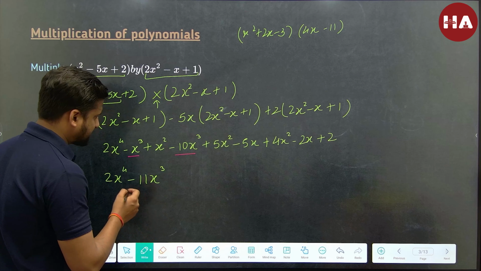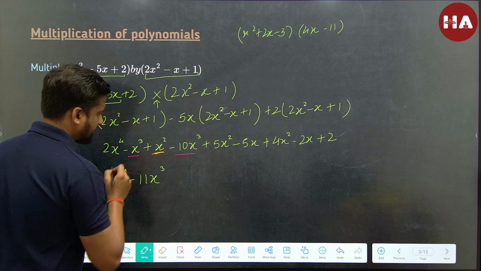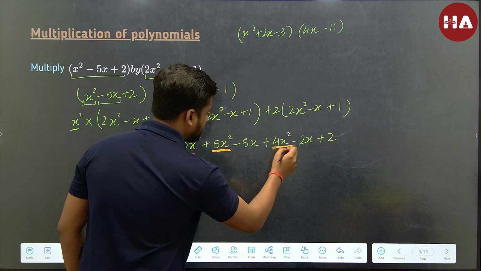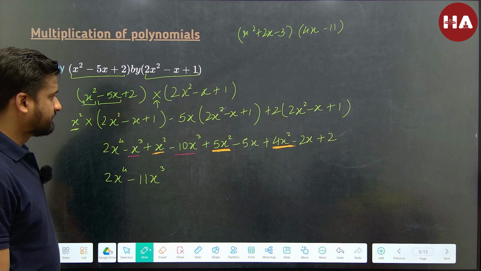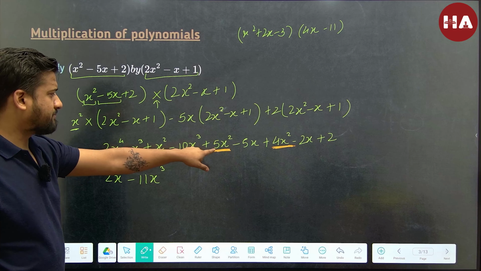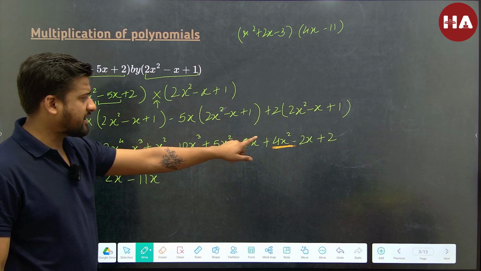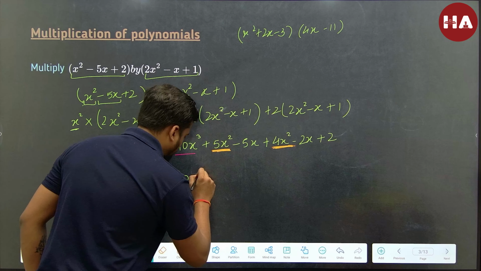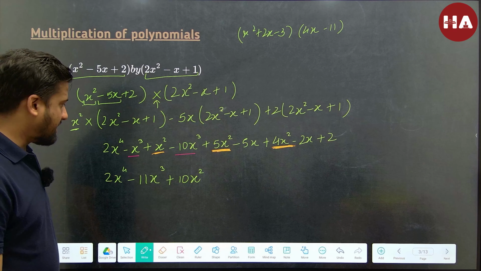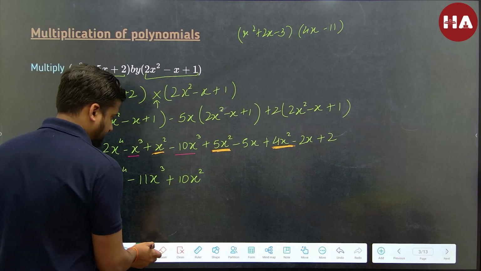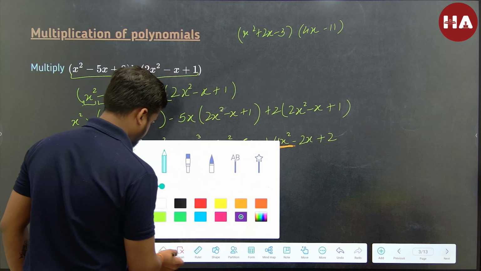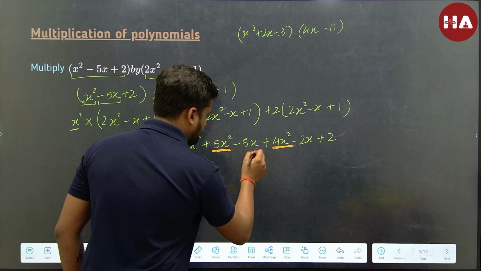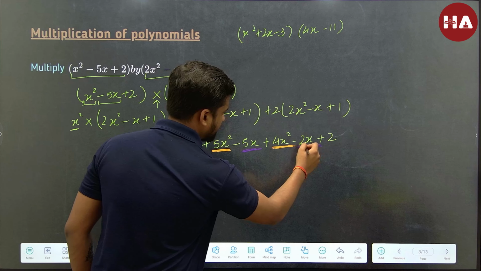Alright, now x square, x square, x square and x square, right? Alright, plus x square plus 5x square is plus 6x square, plus 4x square plus 10x square. Alright, now x terms. Where is x? Here and this one, right?